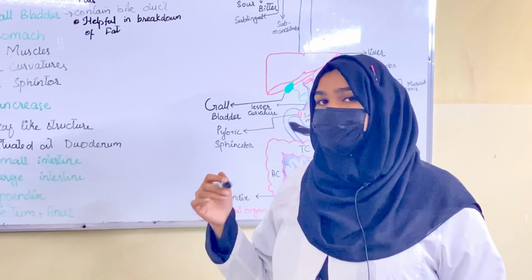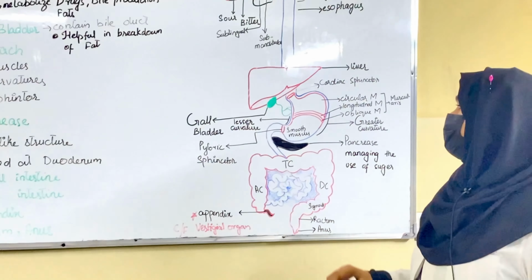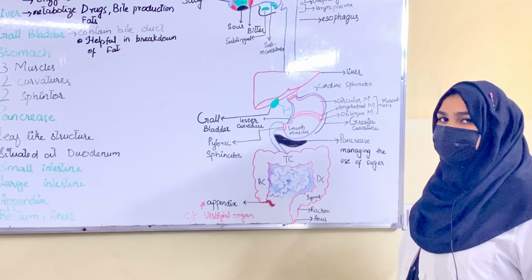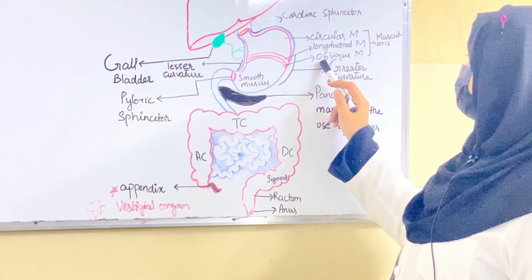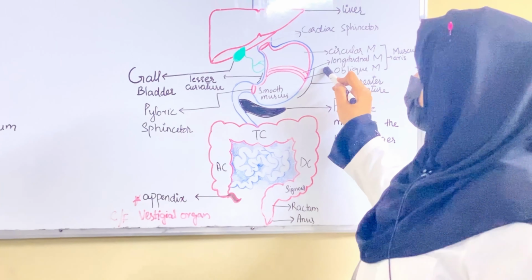And after that we have the stomach. I can show you the structure of the stomach. This structure is called the stomach, and this is the lesser curvature of the stomach. It is convex in shape, and this one is the greater curvature of the stomach, it is concave in shape. After that we have 2 sphincters of the stomach. This one is the cardiac sphincter and this one is the pyloric sphincter. And we have 3 muscles of the stomach: circular muscle, longitudinal muscle, and oblique. These are all smooth muscles.